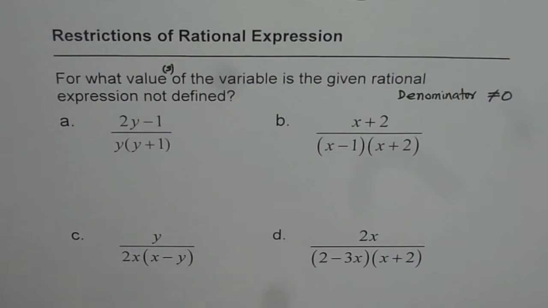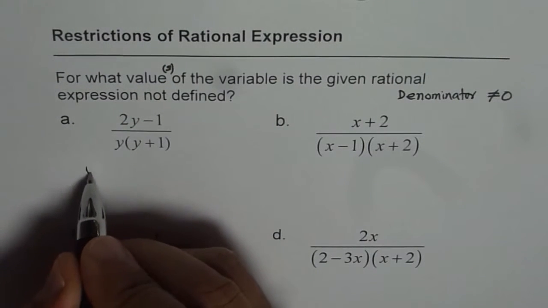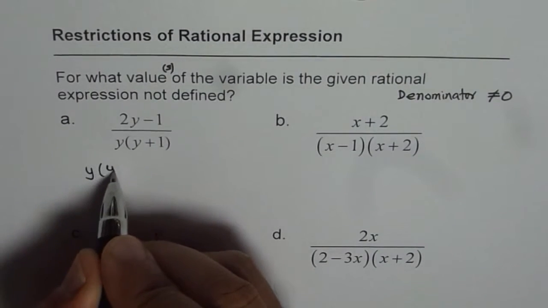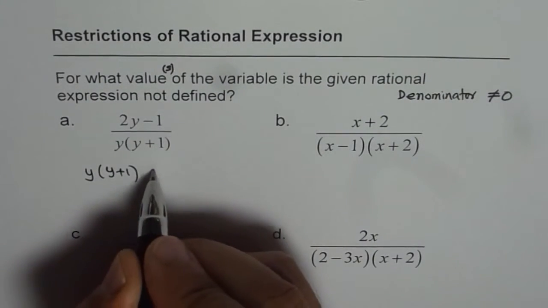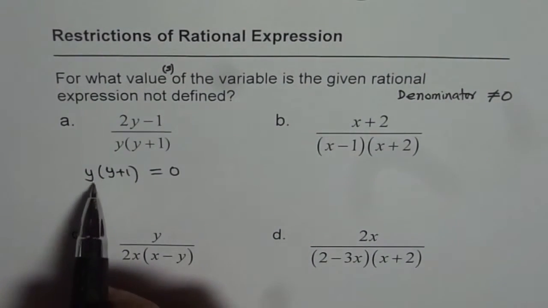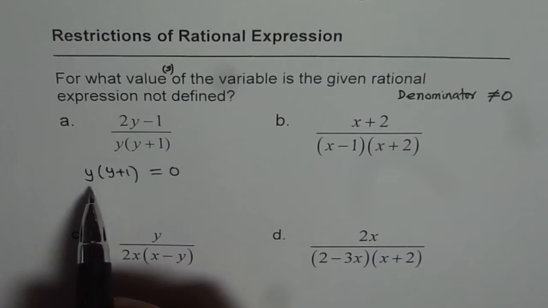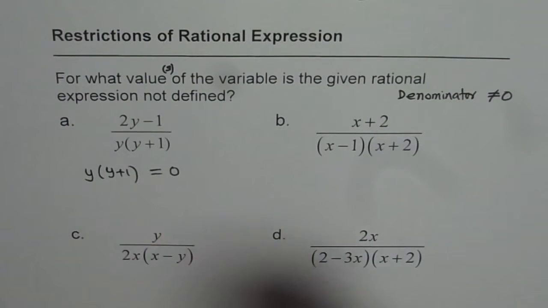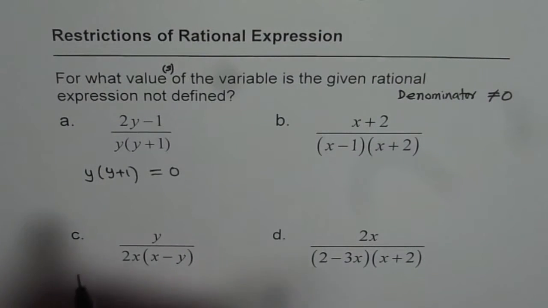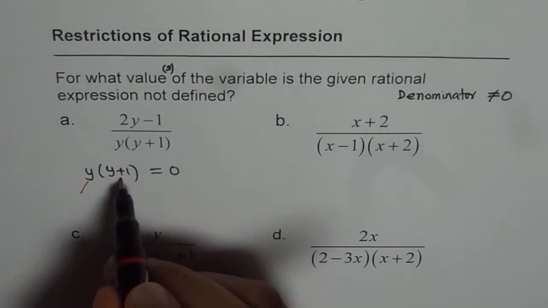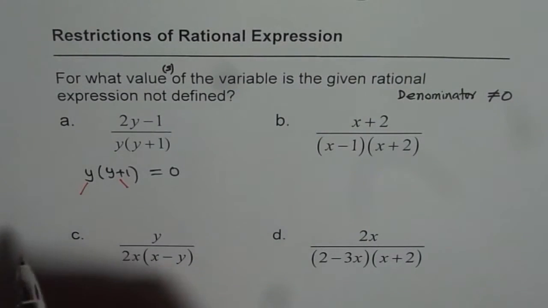That is the question. So basically we need to equate denominator, which is y times y plus 1 in the first example, to 0, right? So these are two factors. When you multiply them, you should get 0. So the values could be either y is equal to 0, right? So either this y is 0 or y plus 1 is 0.